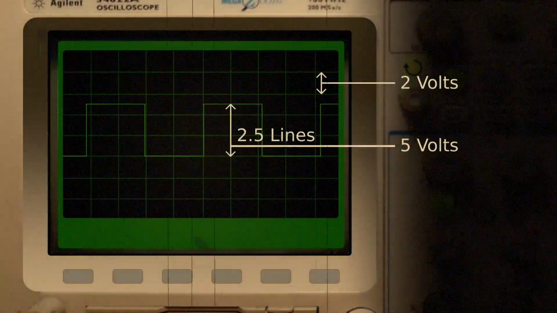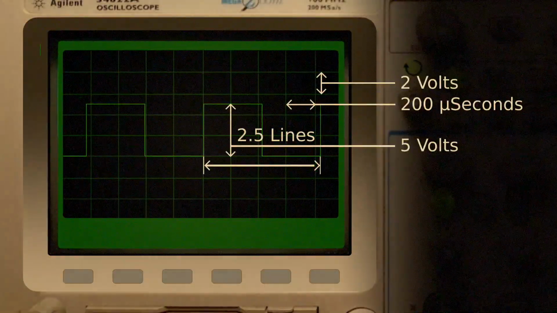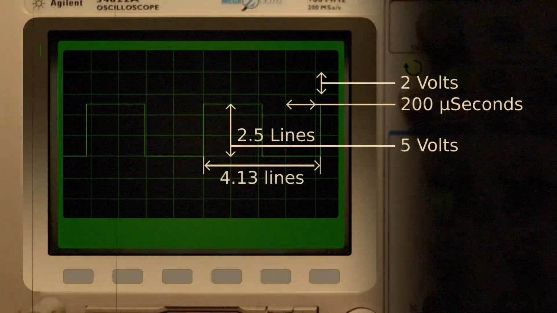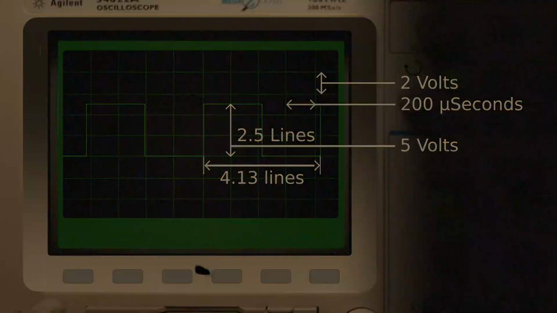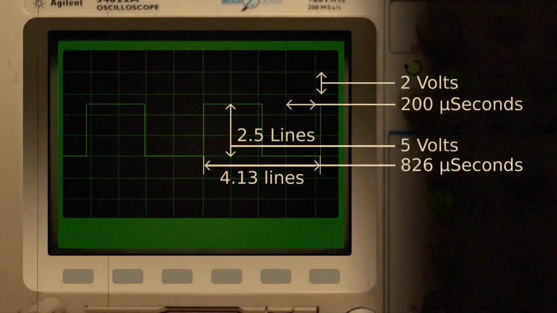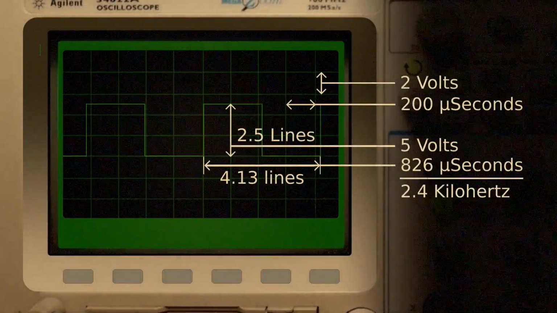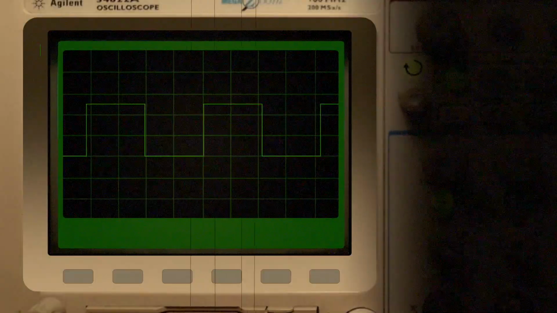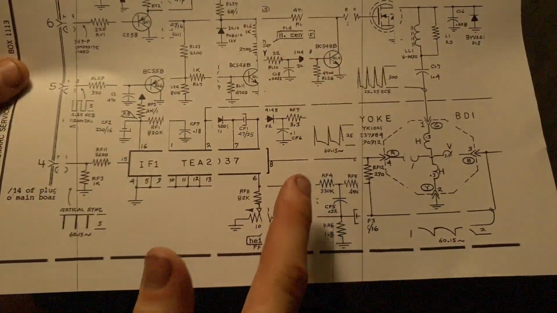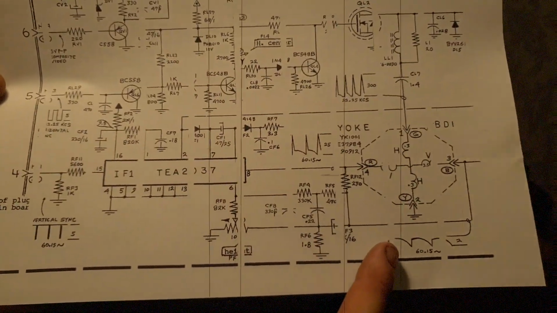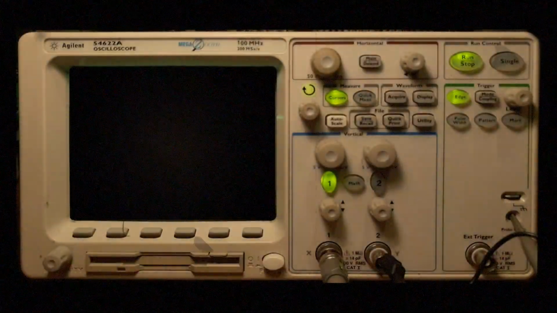Using another line, we can also measure the time between high and low points of the waveform to find its frequency. This wave measures approximately 4.13 grid lines. At 200 microseconds, this means that the waveform's period is approximately 826 microseconds, or 2403 cycles per second. We can now use this to measure and record behavior in electronic devices and to troubleshoot malfunctions by comparing to known conditions. Truly a remarkable piece of engineering.